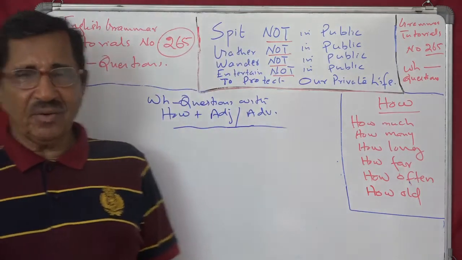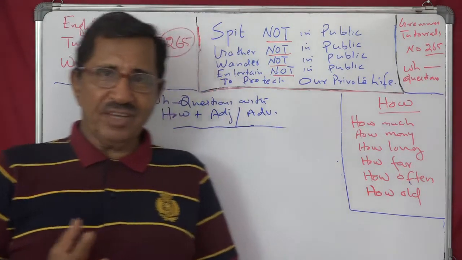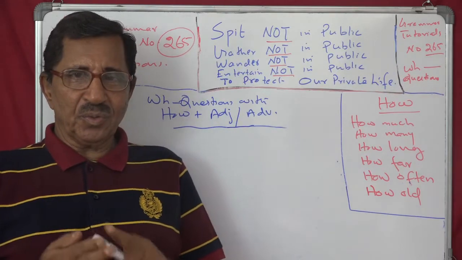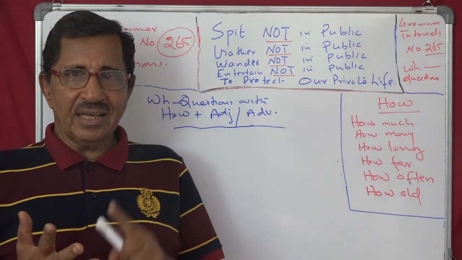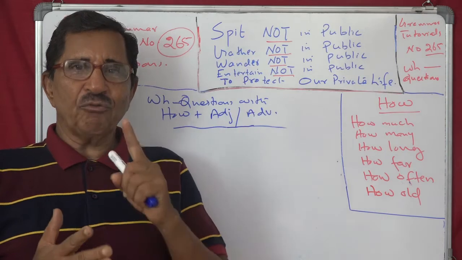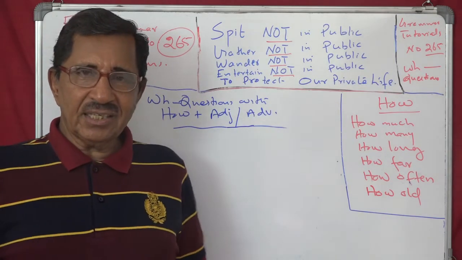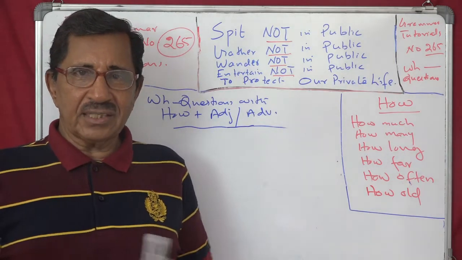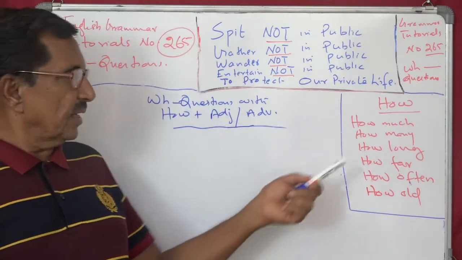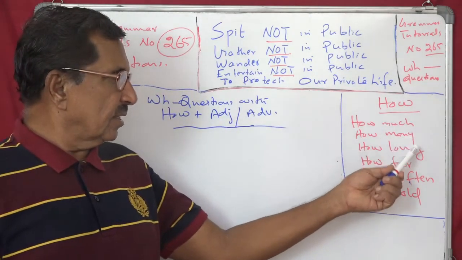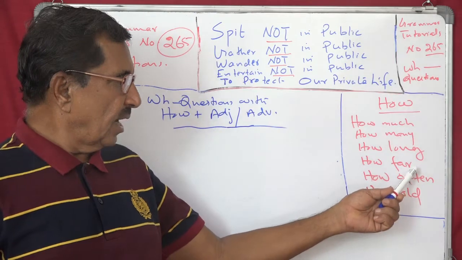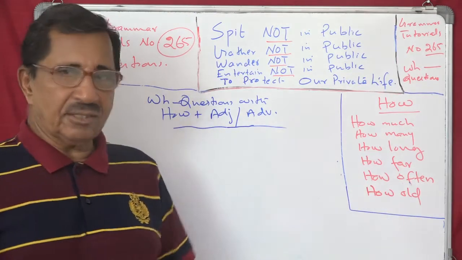WH questions we have already seen: what, when, where, who, whose, whom, how, which, and why. Now the question here is that you can combine how with adjectives and adverbs. For example, here are adjective, adjective, adjective, adverb, adverb, and adjective.